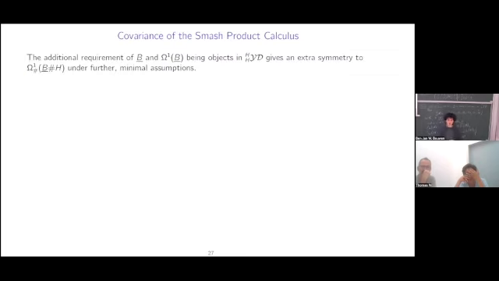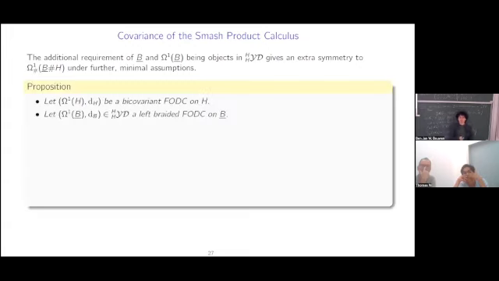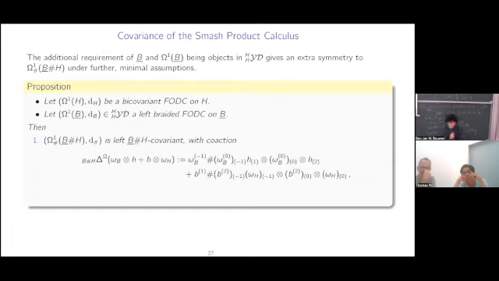So, covariance of the smash product calculus. If we ask B and omega 1 B to be objects inside the category of Yetter-Drinfeld modules, we get an extra symmetry to this smash product calculus under further minimal assumptions. So let's see what happens. We take a bicovariant first-order differential calculus on H. We take a left braided first-order differential calculus on the braided Hopf algebra B in the category of Yetter-Drinfeld modules of H. Then what we get is that the smash product calculus is left B smash H covariant, and this is how the coaction is explicitly given.